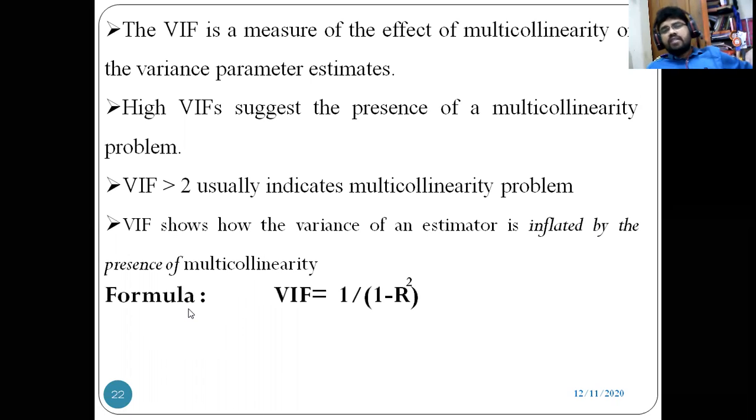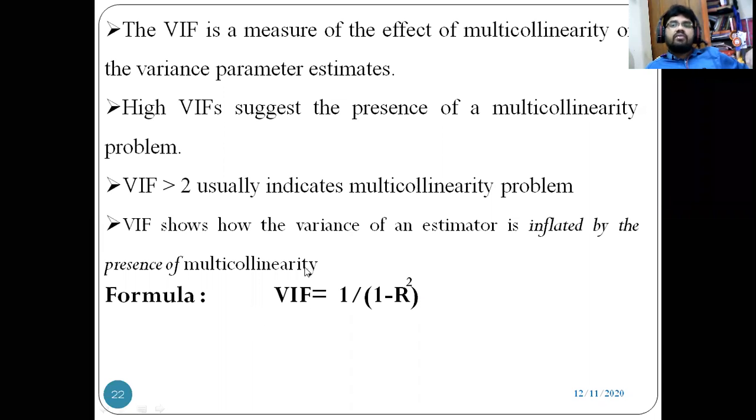Simply, you can write the formula: VIF is equal to 1 divided by (1 minus R square). See here, when you run the multiple regression, you will simply get the R square value. Then on the basis of the R square value, you will find the VIF values.